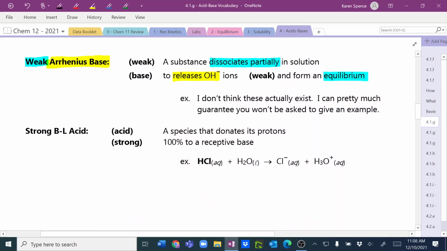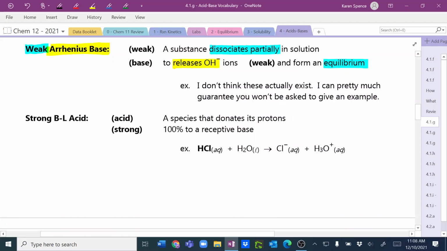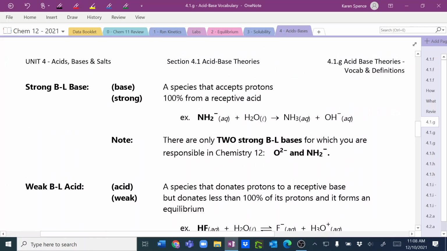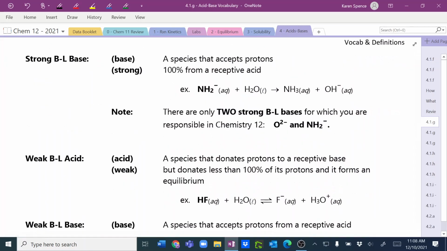Hopefully you're getting good at Bronsted-Lowry. What's a Bronsted-Lowry acid? It donates protons. And if it is a strong Bronsted-Lowry acid, what percentage of its protons does it donate? 100%. Okay? I'm not even going to highlight this one because we're just going to carry on past it. Strong Bronsted-Lowry base. What is a Bronsted-Lowry base? It is a proton receiver or a proton acceptor.